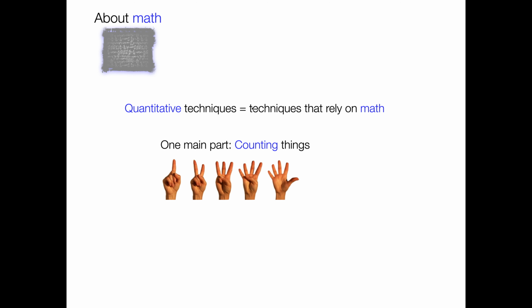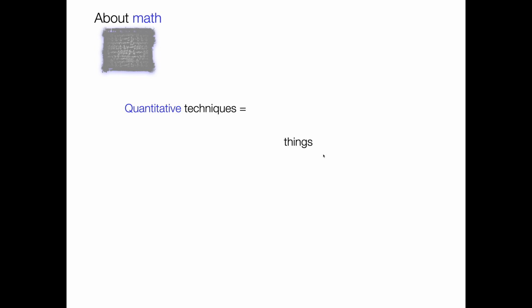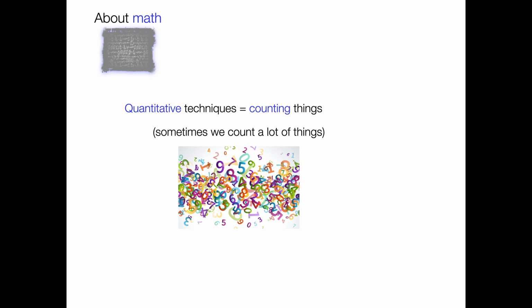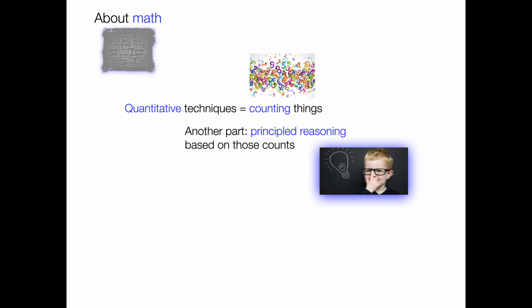So techniques that rely on math are quantitative techniques, and one main part of pretty much any quantitative technique is literally counting things, just counting things up and tallying the counts of those things. And sometimes we count quite a lot of things, right? But at the heart of it, somewhere, we're counting things. That's one component. And another component is using principled reasoning based on those counts.